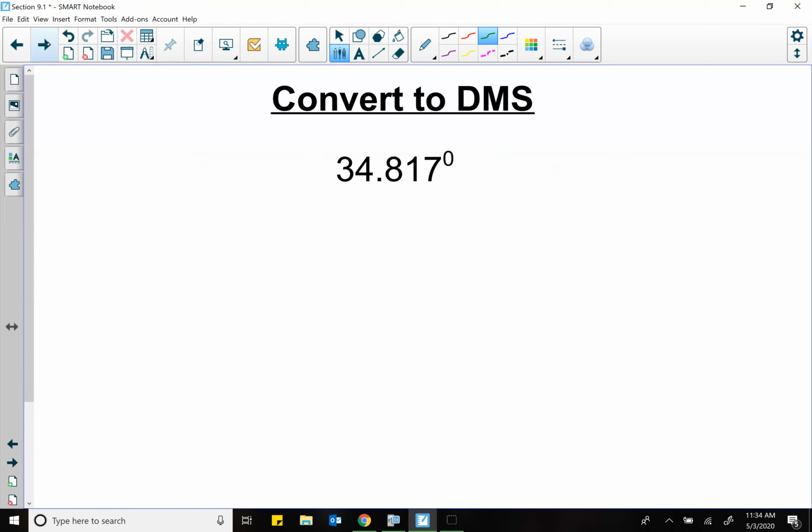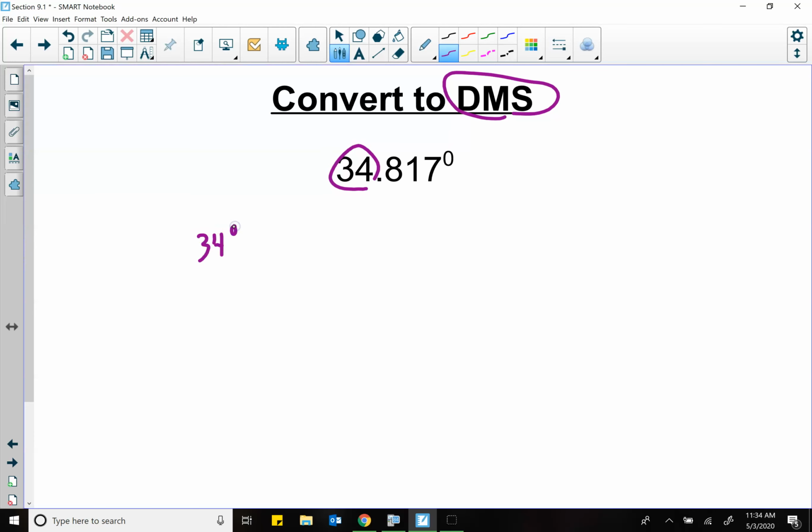The next one, well, let's go back the other direction. Let's convert this decimal degree into degrees, minutes, and seconds. So I've kind of already given you an idea of where this DMS is. So I'll talk about that here in a second. Let me show you the work that's really going on behind this. So right here, you already have the degrees.